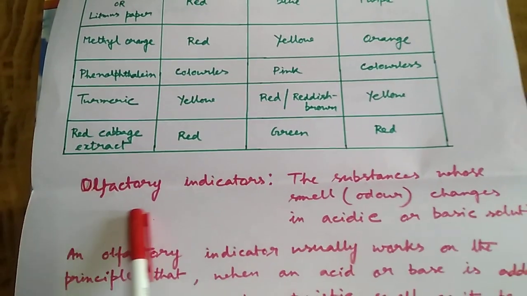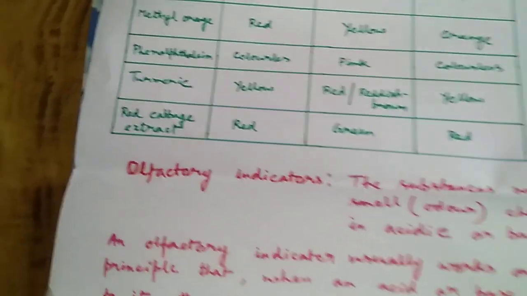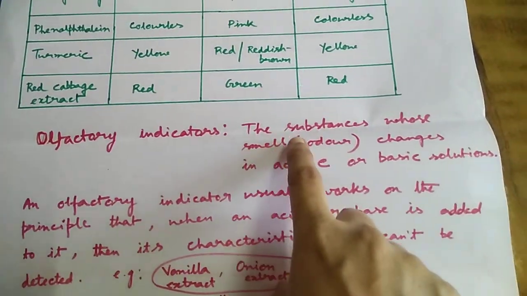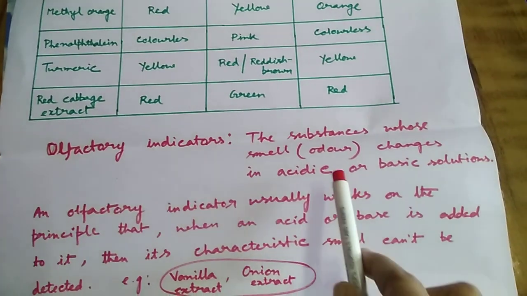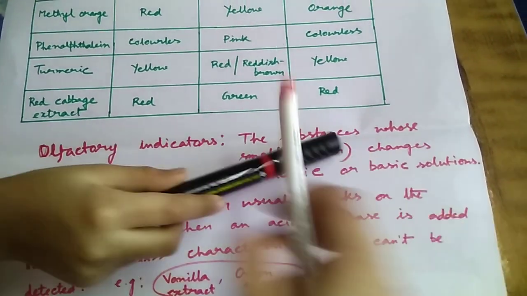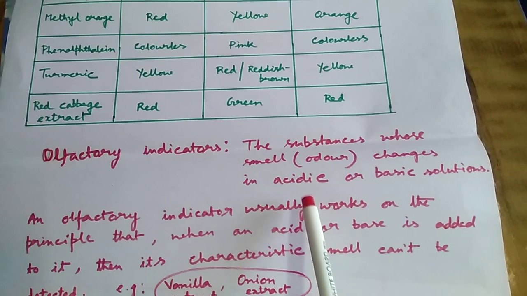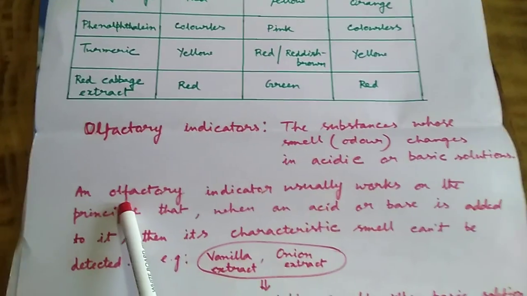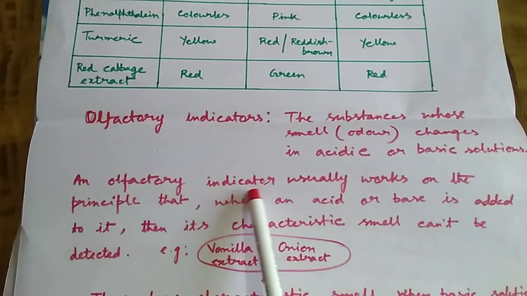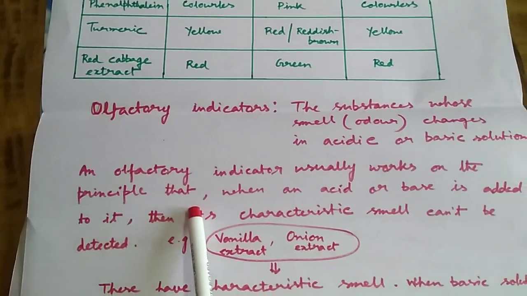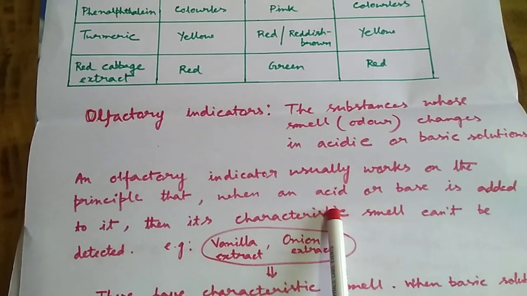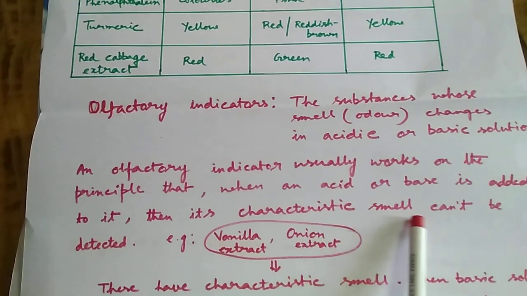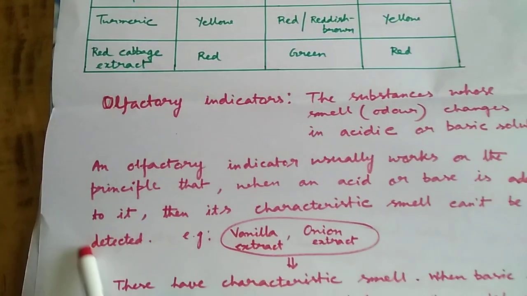Next we will come to another type of indicator, which is called olfactory indicators. Olfactory indicators have a special character. These are the substances whose smell changes in acidic or basic solution. What is the actual principle? An olfactory indicator usually works on the principle that when an acid or base is added to it, its characteristic smell cannot be detected.